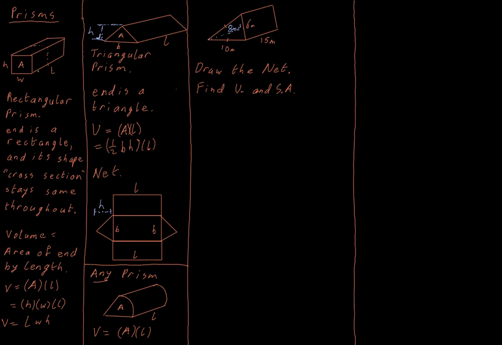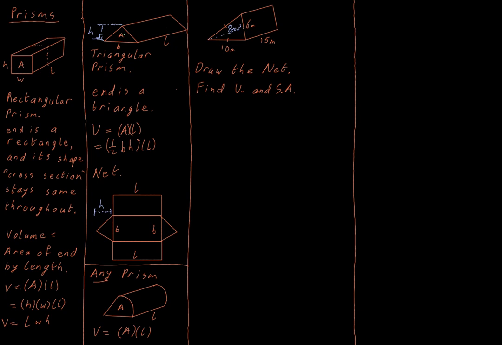So this is our rectangular prism. Another type of prism that we could end up dealing with is a triangular prism. And as one might expect, that just means that the cross section, or the shape of the end, is a triangle. And it can be any type of triangle. It could be a right angle triangle. It could be a triangle like this, a scalene type triangle.